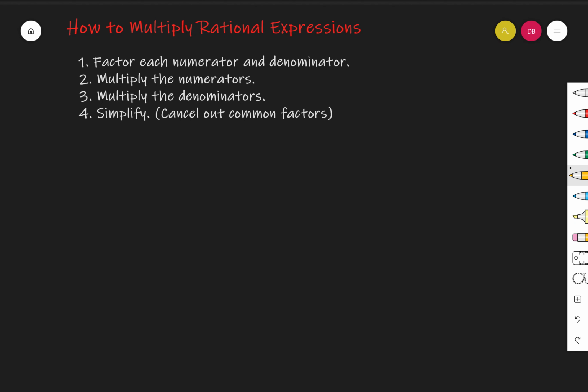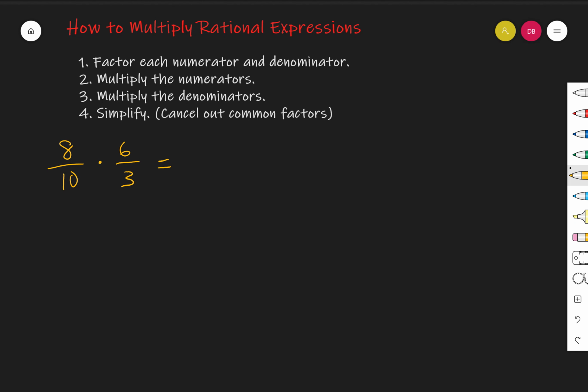So let's say we want to multiply the fraction 8 over 10 times 6 over 3. I'm just making this up. If we wanted to multiply these, we could just straight up multiply, but it's easier if we simplify each fraction first. So that's why the first step is factor each numerator and denominator.